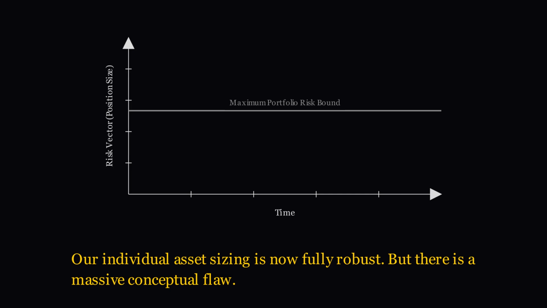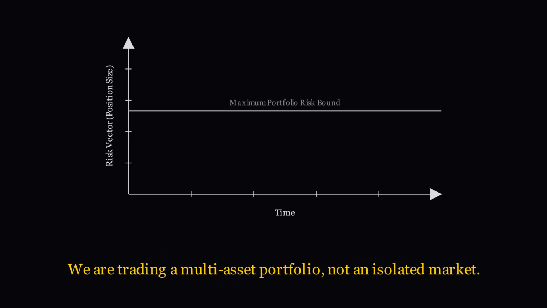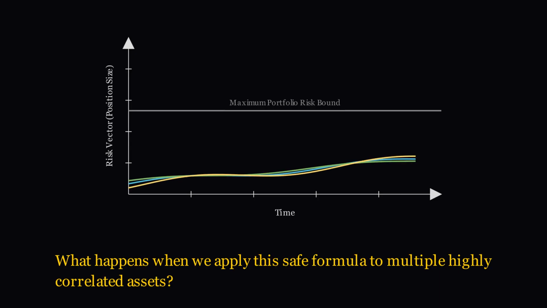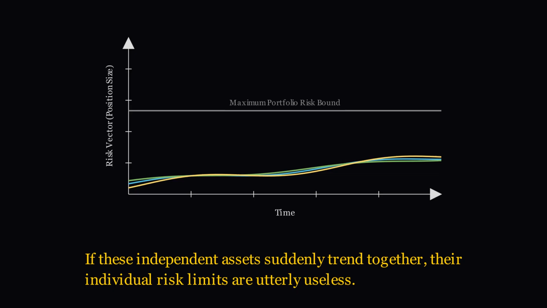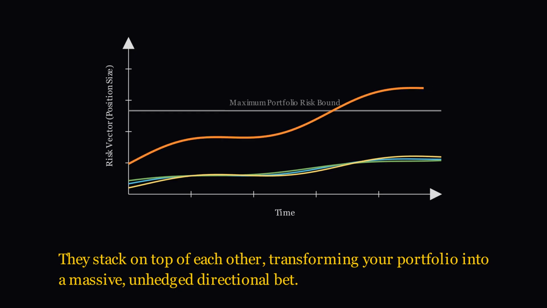But there is a massive conceptual flaw. We are trading a multi-asset portfolio, not an isolated market. What happens when we apply this safe formula to multiple highly correlated assets? If these independent assets suddenly trend together, their individual risk limits are utterly useless. They stack on top of each other, transforming your portfolio into a massive, unhedged directional bet.